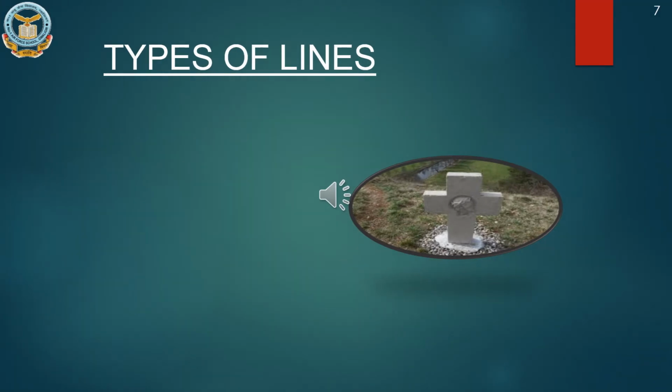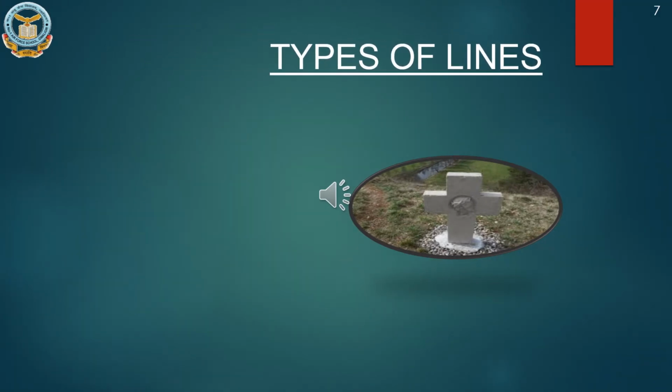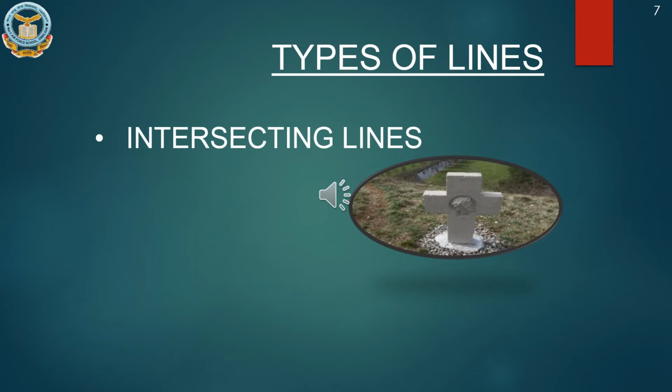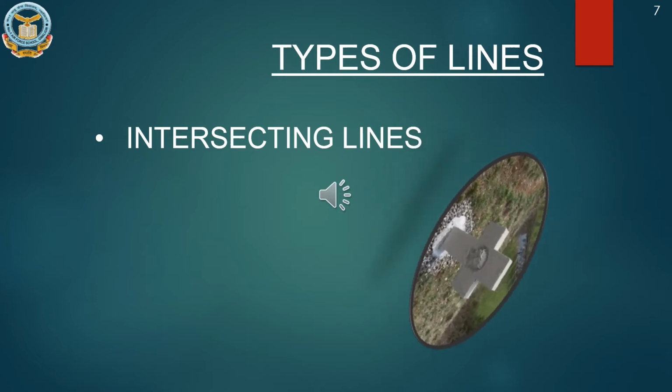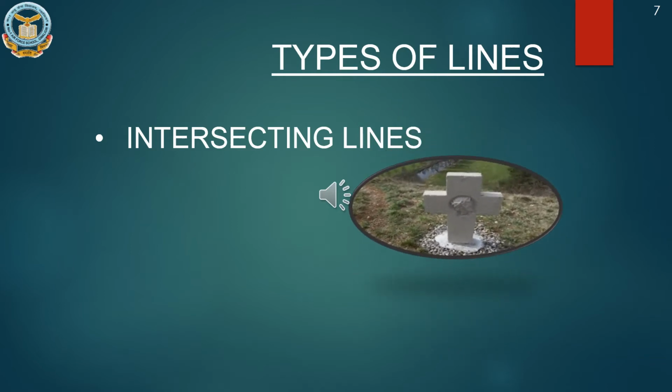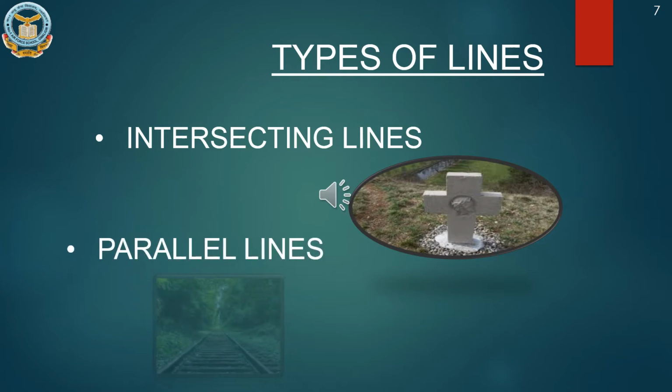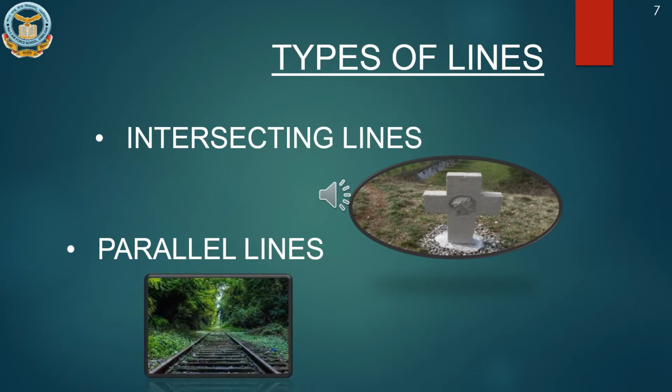There are different types of lines, like intersecting lines or parallel lines. If two lines have one common point, they are called intersecting lines. For example, the adjacent edges of your notebook, the letter X of the English alphabet, or even a cross sign. Parallel lines are the lines which do not meet, or we can say the distance between the two lines remains constant.